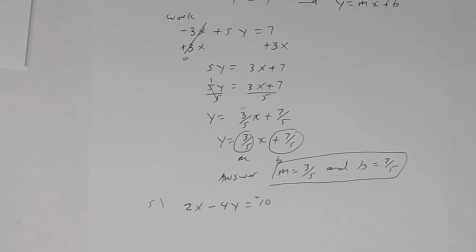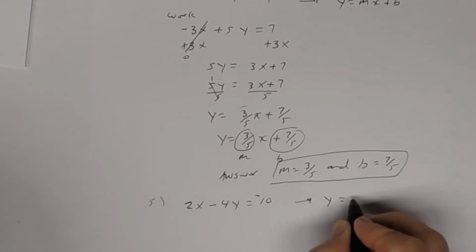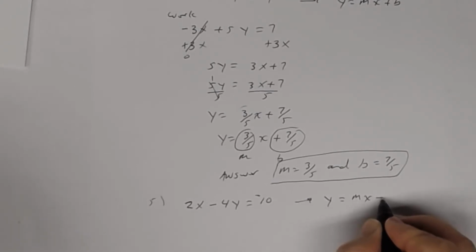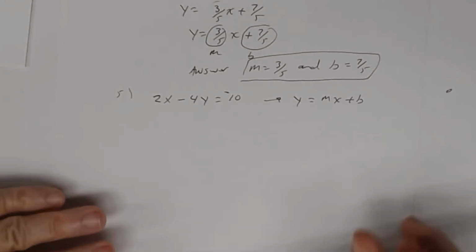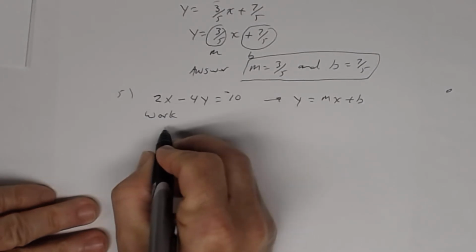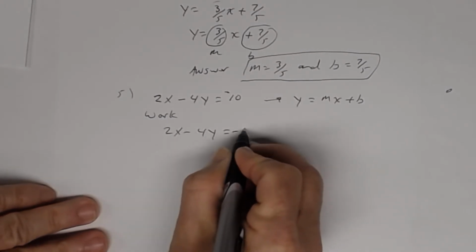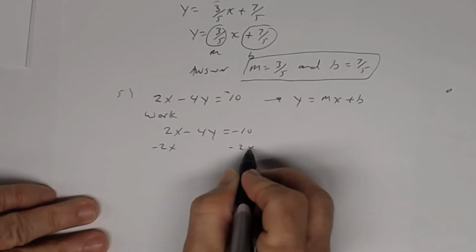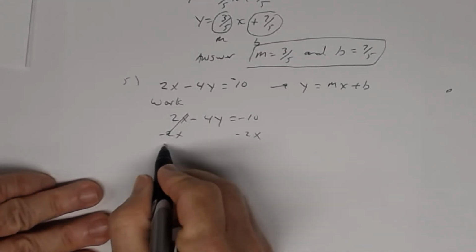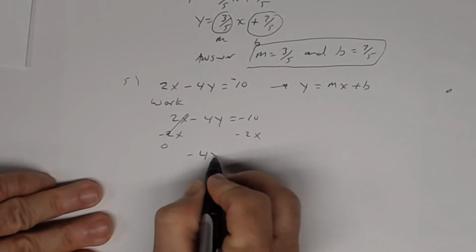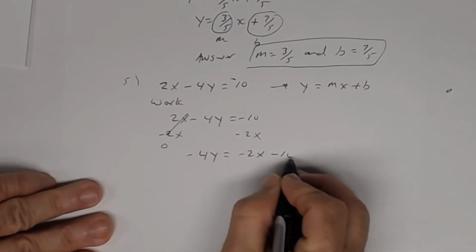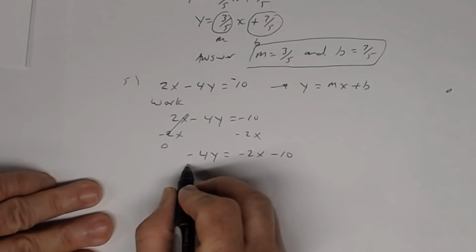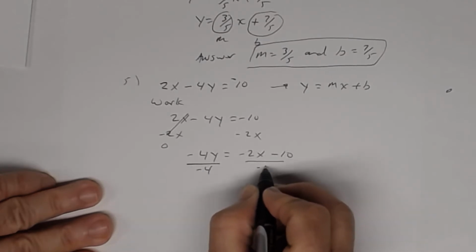Okay? So we've got to get y by itself. I want to transform this into slope-intercept form, y equals mx plus b, so I can get y by itself. So here's your work. Let me go ahead and write this over. I'm going to subtract 2x from both sides, just like this, right? So 2x minus 2x is 0. So you get negative 4y equals, and let's put the variable term first, negative 2x minus 10, right? Then we're going to divide both sides by negative 4, just like this.